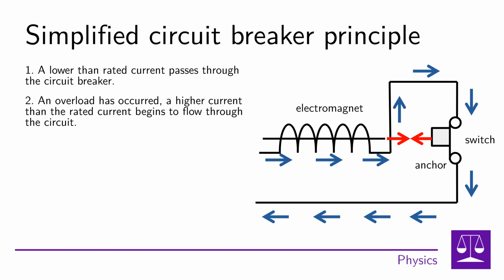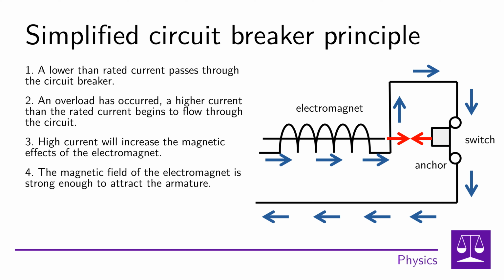The moment an overload occurs, an electric current higher than the rated current starts to flow through the circuit. The electric current will therefore increase, thus increasing the magnetic effects of the electromagnet. Now the magnet is strong enough to pull the steel anchor. Pulling the armature opens a switch in the electrical circuit and the electric current stops flowing.